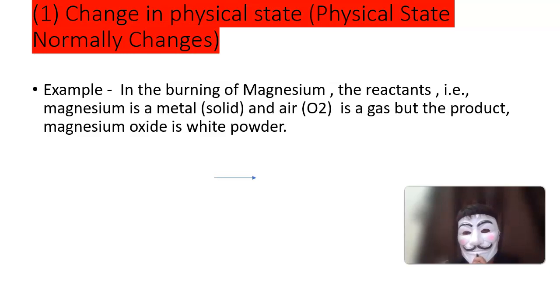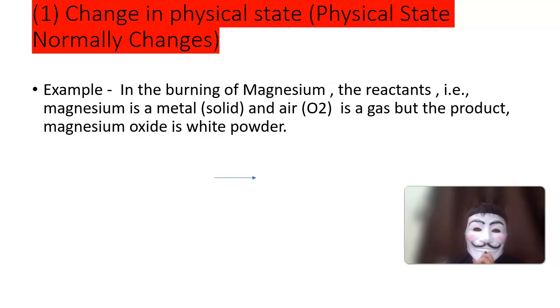Magnesium, I just told you it's a solid. So, in the burning of magnesium, the reactants, you must be knowing, are on the left hand side, I just told you, right? Left hand side, reactants. Magnesium is a metal and it is solid, see, it's written over here. And air, O2. For air, we also use O2, is a gas, but the product magnesium oxide is white powder.